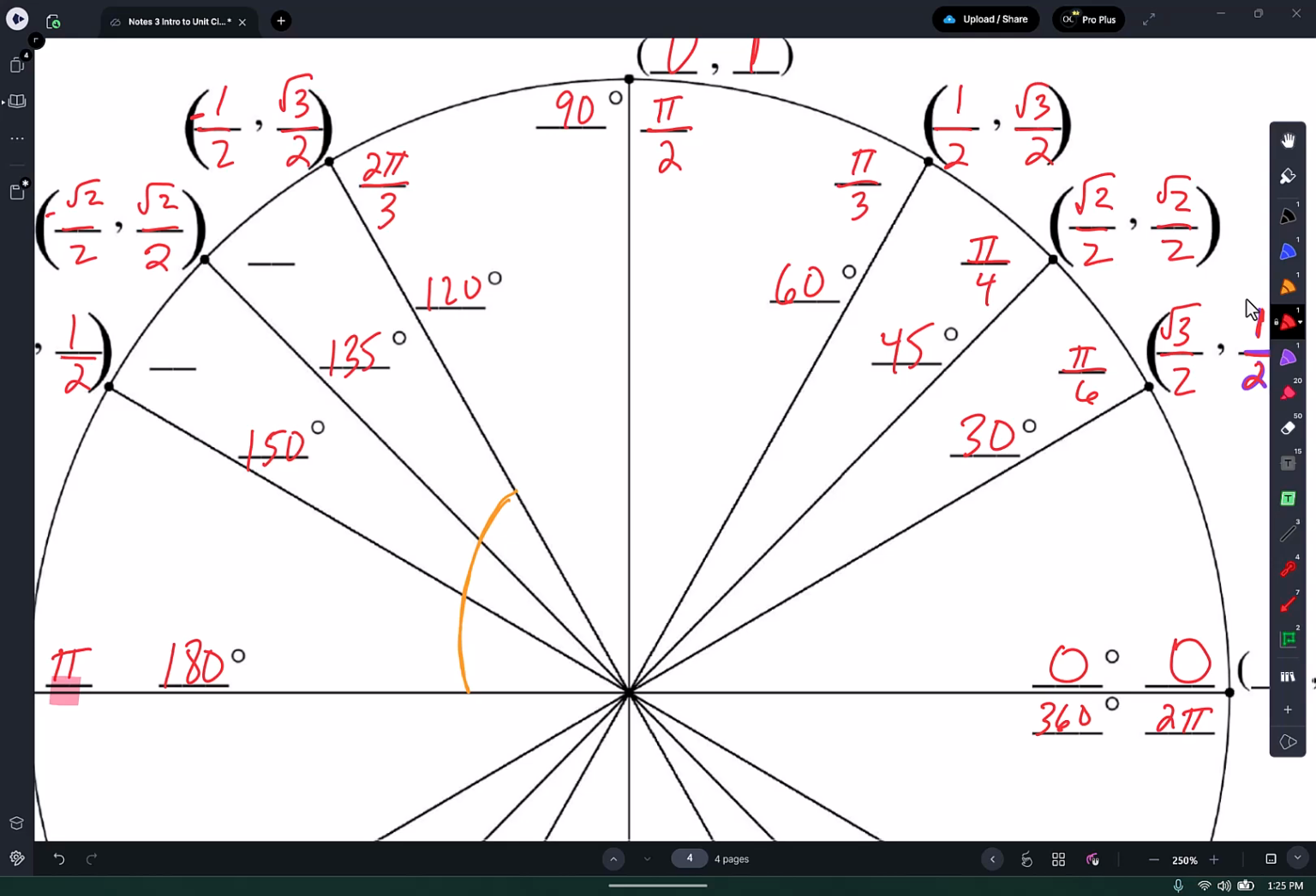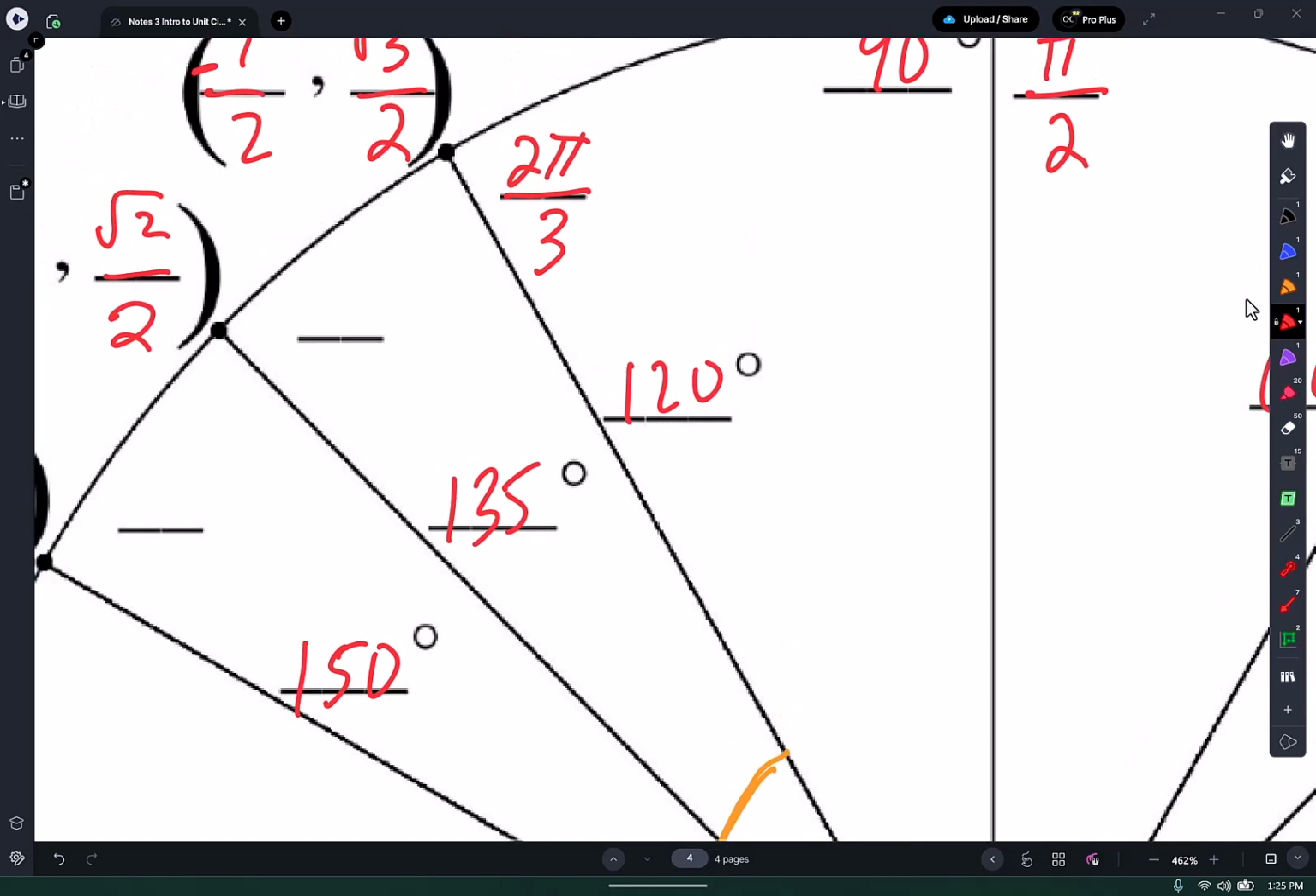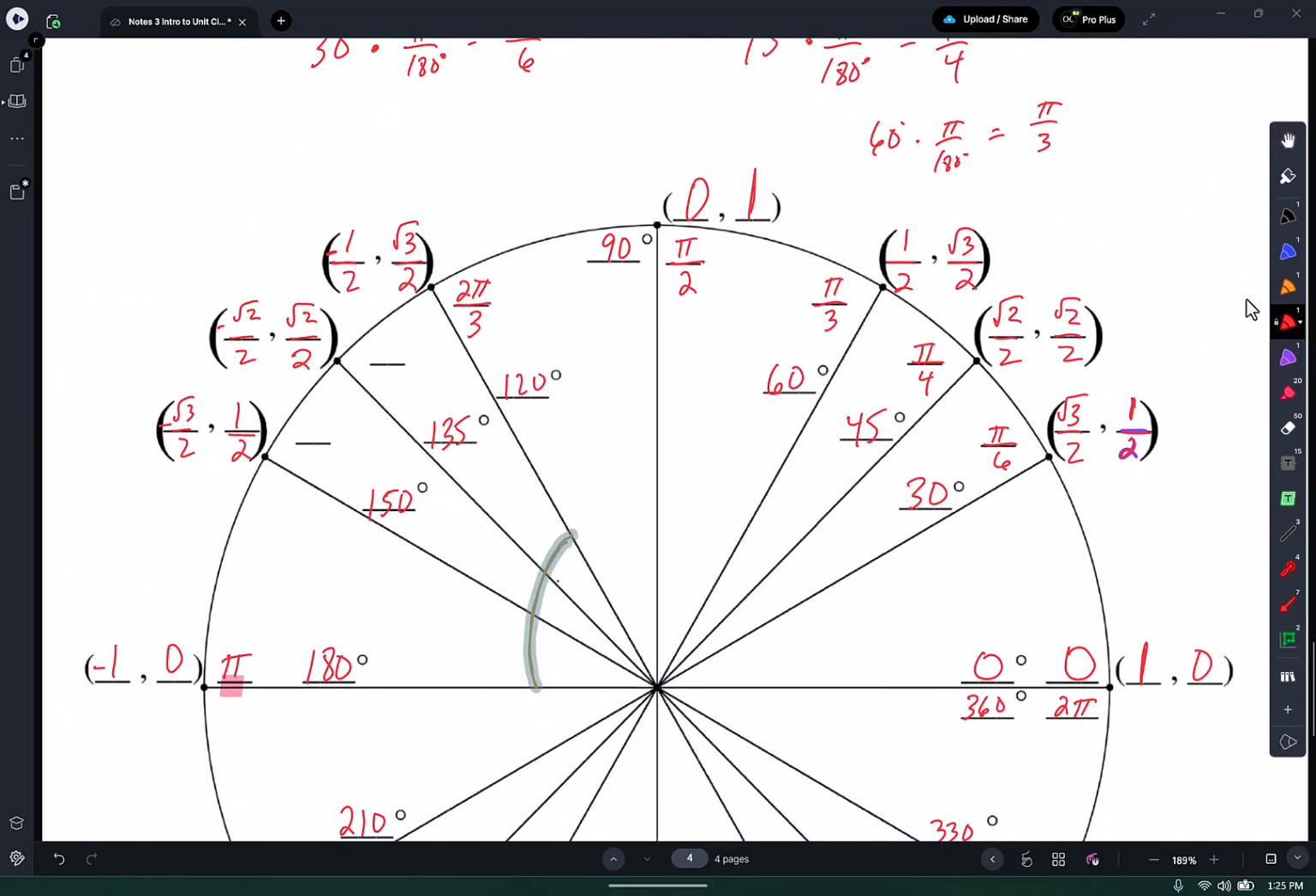I'll zoom in. Using that same logic, I'm going to erase that burnt orange. This that I'm writing in burnt orange right here, that is pi over 4. So I'm pi over 4 away from a whole pi. What do you think this fraction is? 3/4 pi, or 3 pi over 4. Do you see what we're doing?